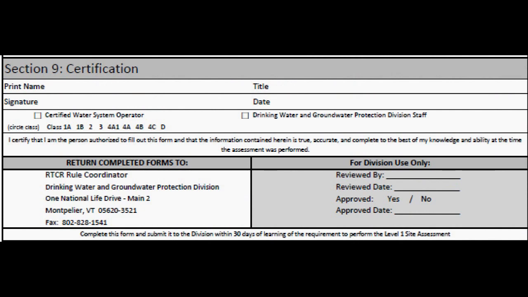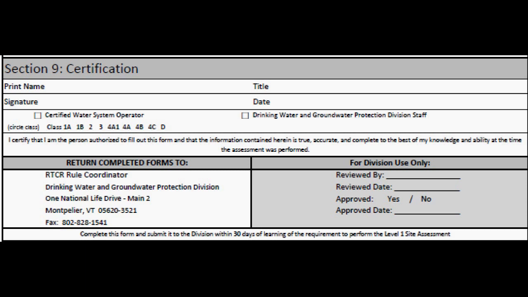Make sure Section 9 is completed by entering the name of the operator who performed the assessment with their signature, title, and date that the form is completed. Then check the class of the operator. If this isn't the class of the system, that information goes on the front page.